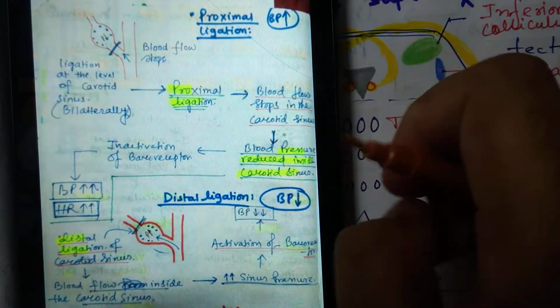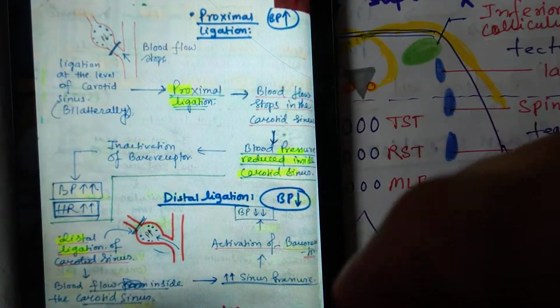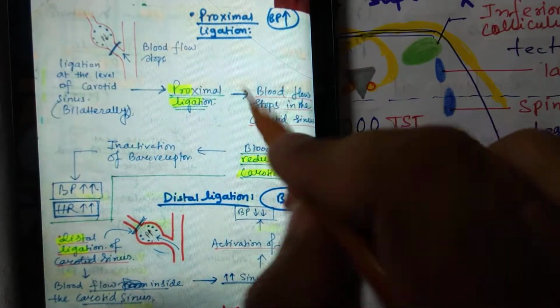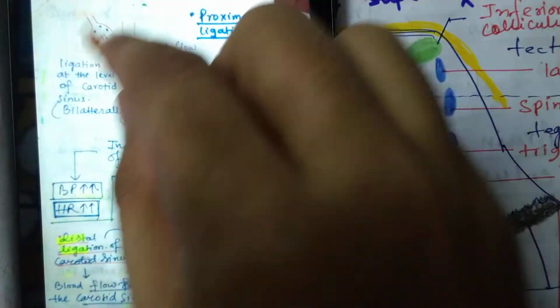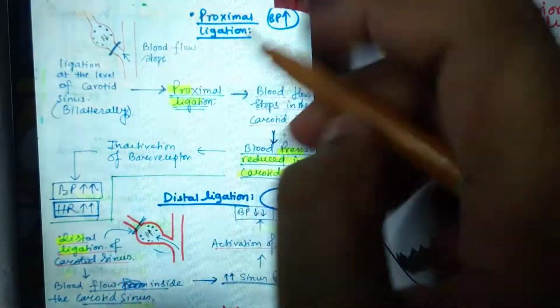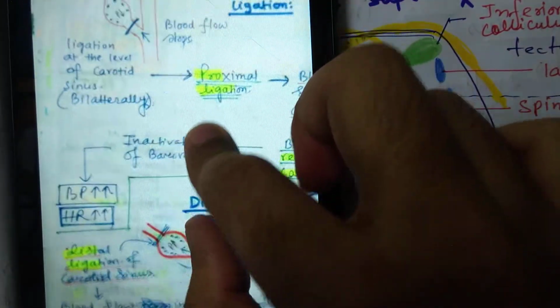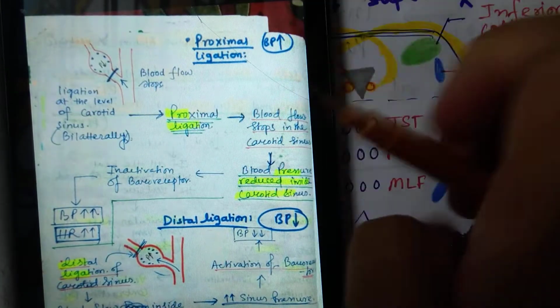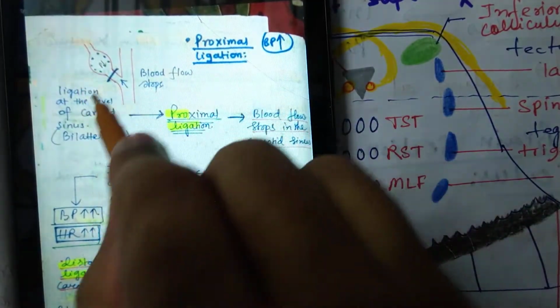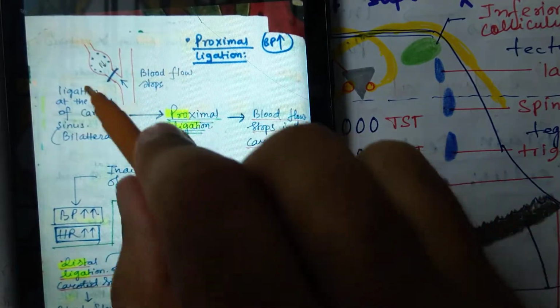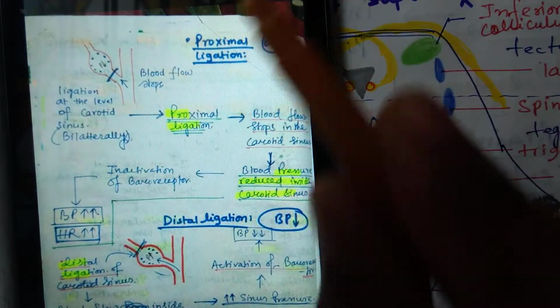And then what happens? Blood pressure is reduced inside the carotid sinus. Then are the baroreceptors activated or inhibited? What are baroreceptors? They are receptors located on the wall of the carotid sinus. Are they activated or inhibited? The baroreceptors are inhibited, because the pressure inside the carotid sinus is reduced and the baroreceptors are not activated. That means they are inhibited.